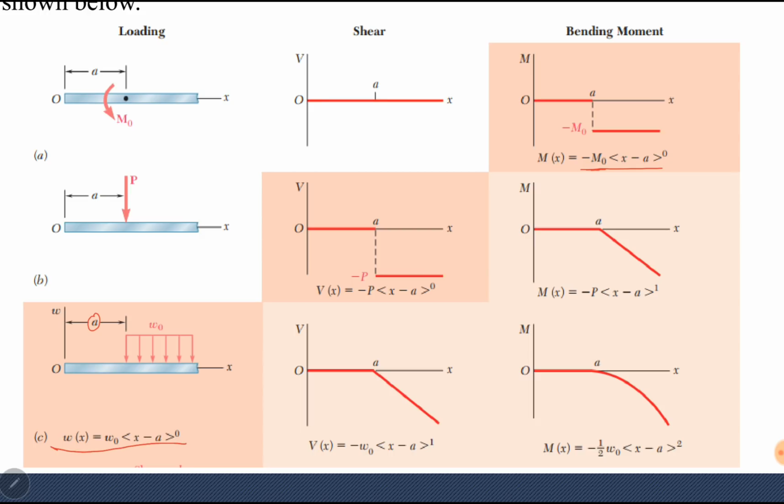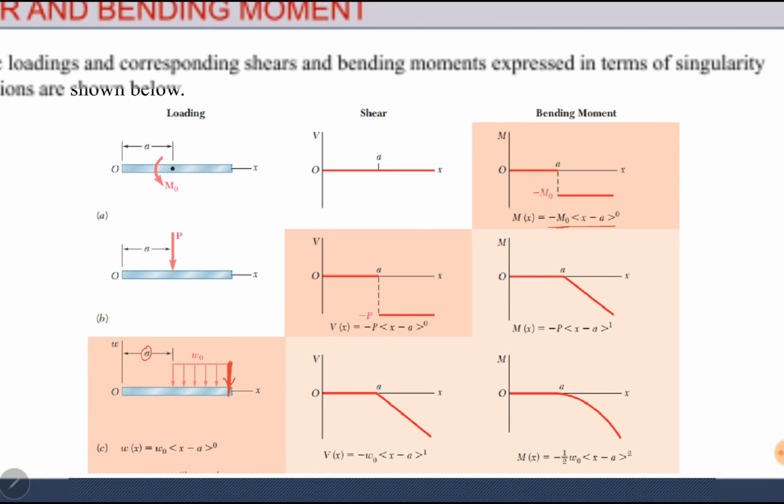It has a loading function. Shear force is 1 degree higher and bending moment is again 1 degree higher than shear force. Remember that this distributed force has a distance A from the left end and it is closed at the right end. It has reached the right end. So if a given load is not closed at the right end, we have to close it ourselves. How we will do it, I will explain later.